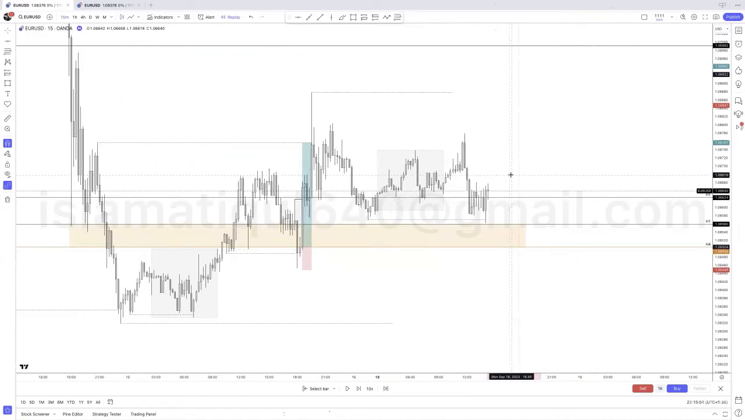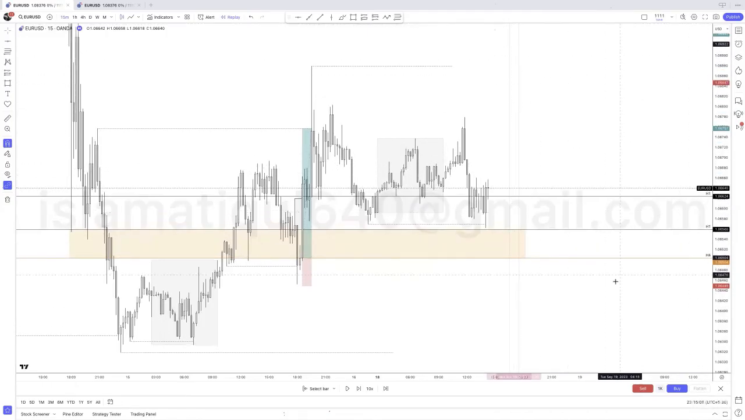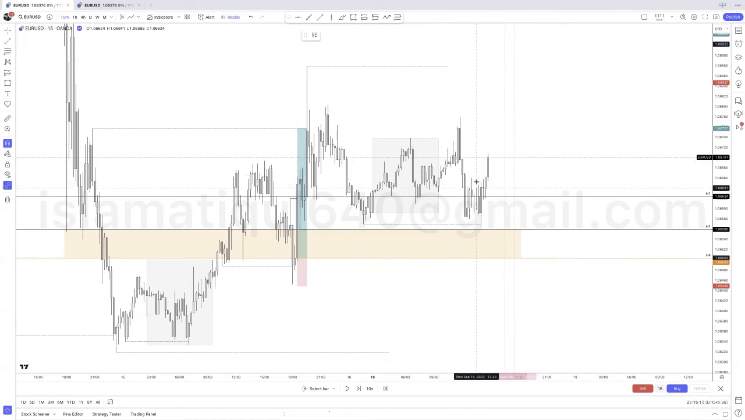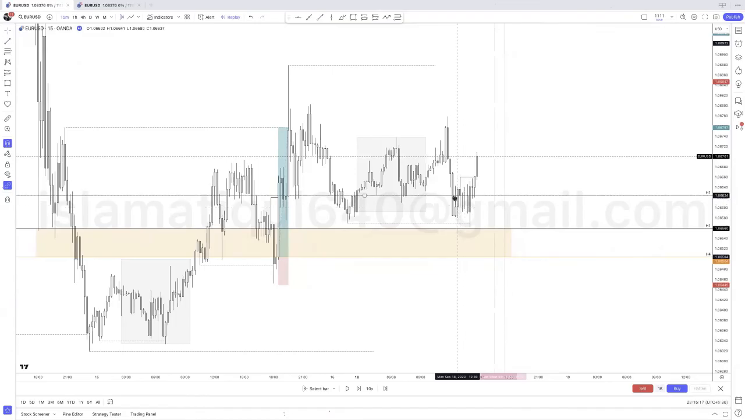So if the market gets here during the New York kill zone or New York open, I will take a buy. I will take a buy because we saw how the next few candles broke structure. We had a breakout. We had a strong zone.